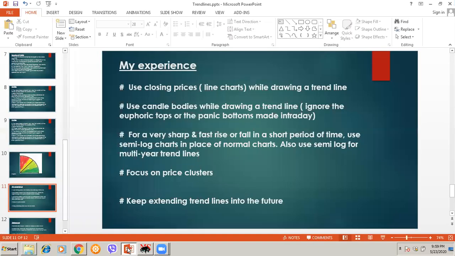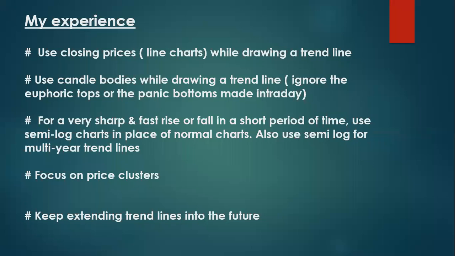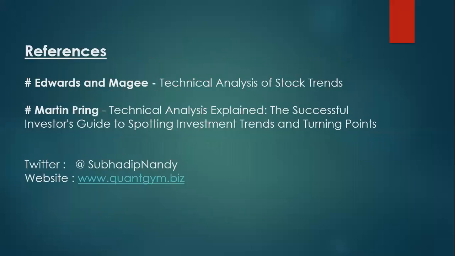This brings me to an end. This was very basic, but we all need to sometimes go back and study the basics. Now, I have used some references. The first reference is Edwards and Magee, Technical Analysis of Stock Trends. We call this the Gita, Bible, Quran, Zend Avesta, Guru Granth Sahib of Technical Analysis. I bought this book in the year 2000, and in 2020, when I am a quantitative trader, trust me, sometimes I do go back and study the book.